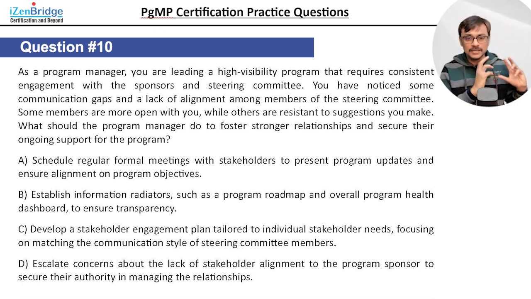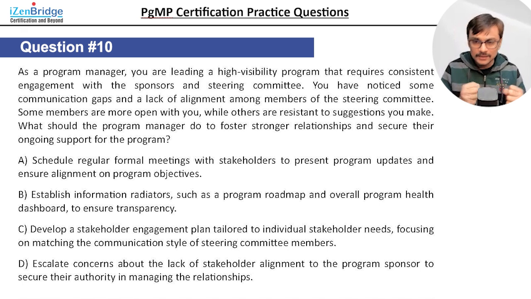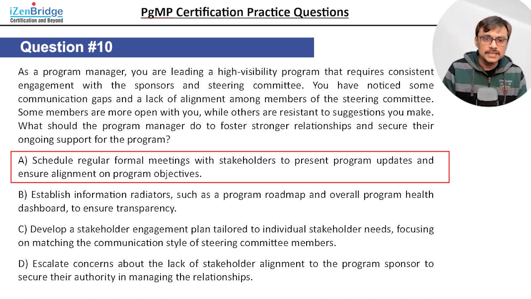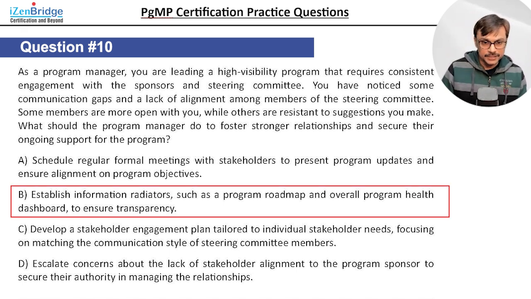So you have a steering committee. Few members seem to be supportive to you, few members are not. How do you ensure that you have a good relationship, good communication, so that program does not suffer because of this dynamics of relations? Option A, schedule regular formal meetings with the stakeholders to present program updates and ensure alignment on program objective. Not a bad idea, good idea. Yeah, we can consider it.